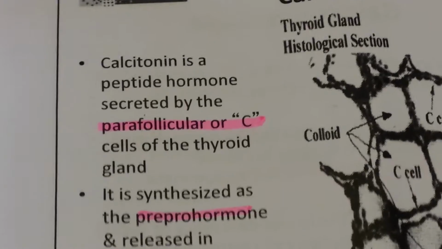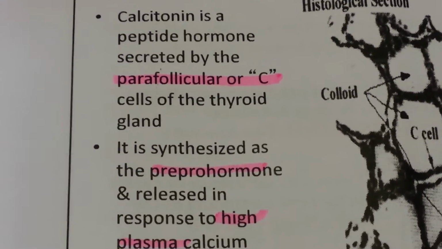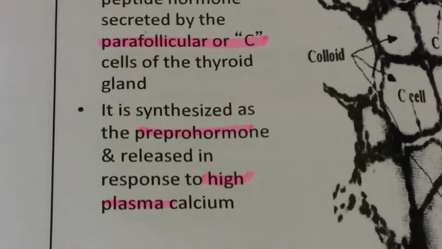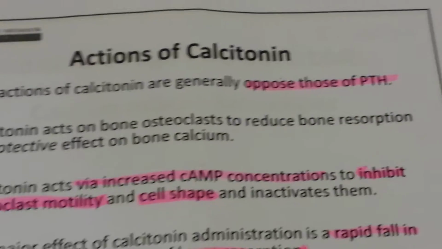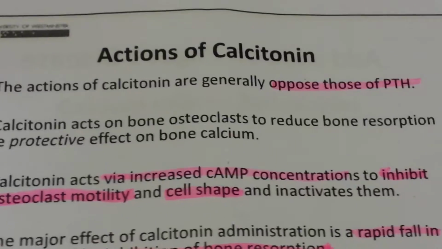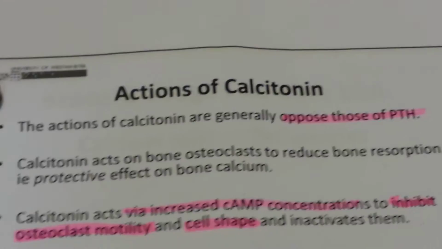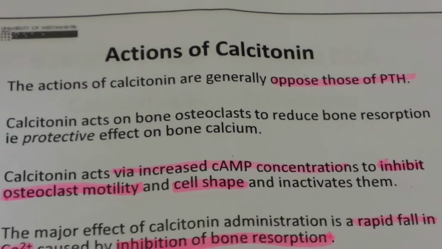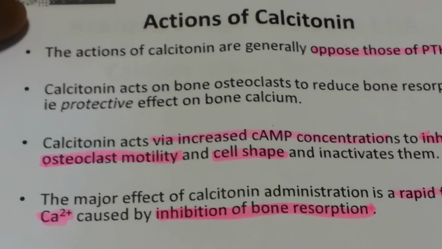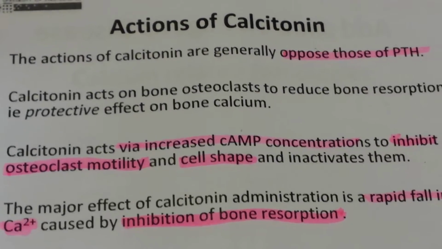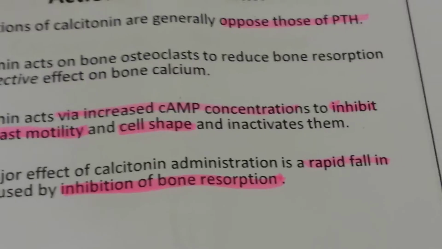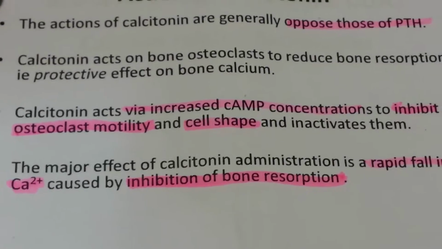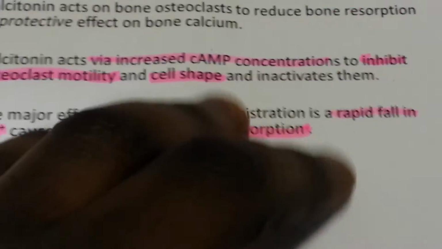Calcitonin is a peptide hormone secreted by the parafollicular or C cells of the thyroid gland, synthesized as the precursor procalcitonin, and released in response to high plasma calcium. Actions of calcitonin: the actions of calcitonin generally oppose those of PTH. Calcitonin acts on bone osteoclasts to reduce bone resorption. It acts by increasing cAMP concentrations to inhibit osteoclast motility and cell shape and inactivates them. The major effect of calcitonin administration is a rapid fall in Ca2+ caused by inhibition of bone resorption.